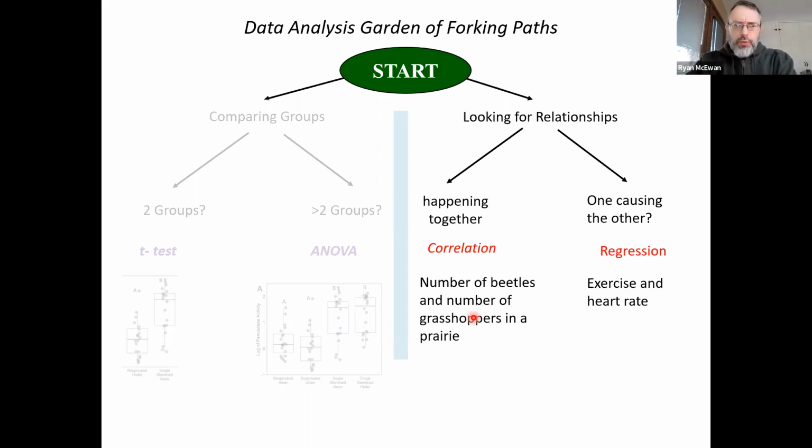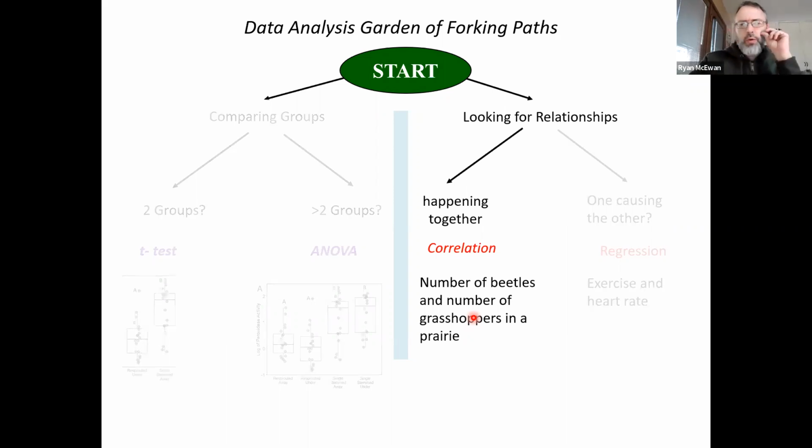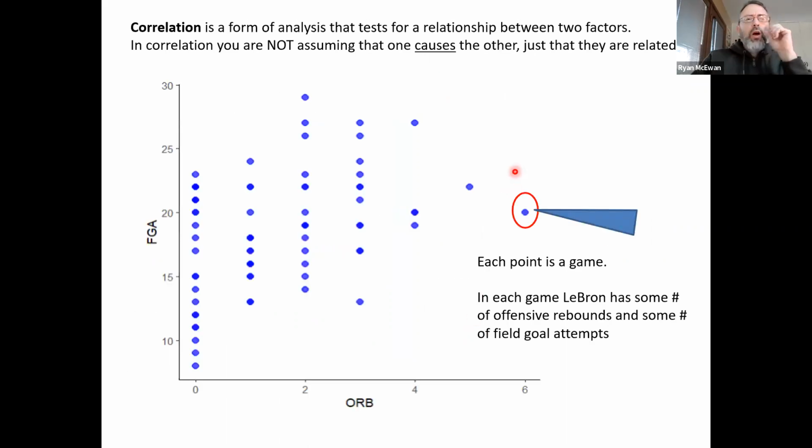But for the main part of the class, we're just going to do correlation and simple linear regression. And today, we're going to focus on correlation. Okay, correlation is a form of analysis that tests for the relationships between two factors. In correlation, you are not assuming one causes the other, just that they are related.